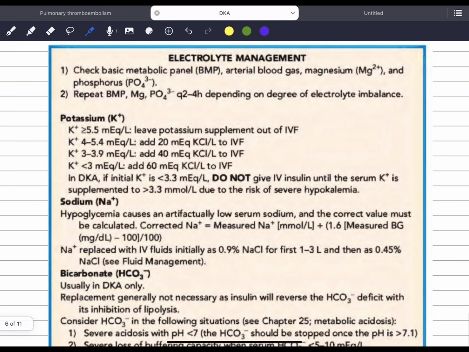Now, there is a scale-based system to give supplemental potassium or not to give. If the serum potassium is more than normal, like 5.5, then do not give potassium. If it's 4 to 5.4, add 20 milliequivalents per liter in IV fluid. If 3.3 to 4, add 40 milliequivalents per liter.